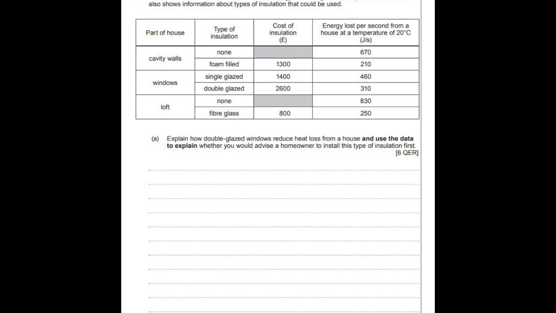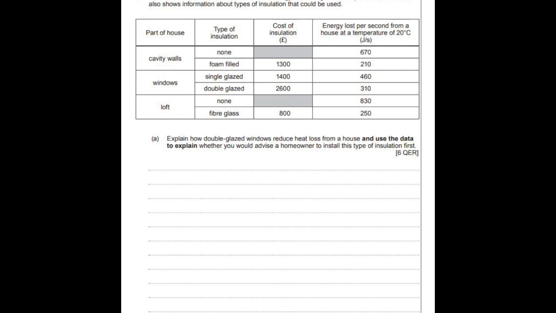So we've got 2 bits of information in the question. We've got the cost of the insulation to install and then the energy lost per second from a house at a temperature of 20 degrees C, and that's in joules per second. So joules is a way of measuring our energy and per second is per second.